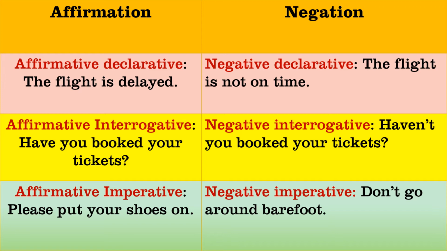So affirmation is nothing but a declarative sentence. Declarative sentences are called affirmative sentences, right? So you have to keep in mind how to change the sentence into negation, right? Affirmation and negation are both contrasting ways. Affirmation is the positive point of view. Negation is saying it the other way, telling us the negative sense, right? The flight is delayed. It is information. It is a declarative. So how to change into negation? The flight is not on time, right?